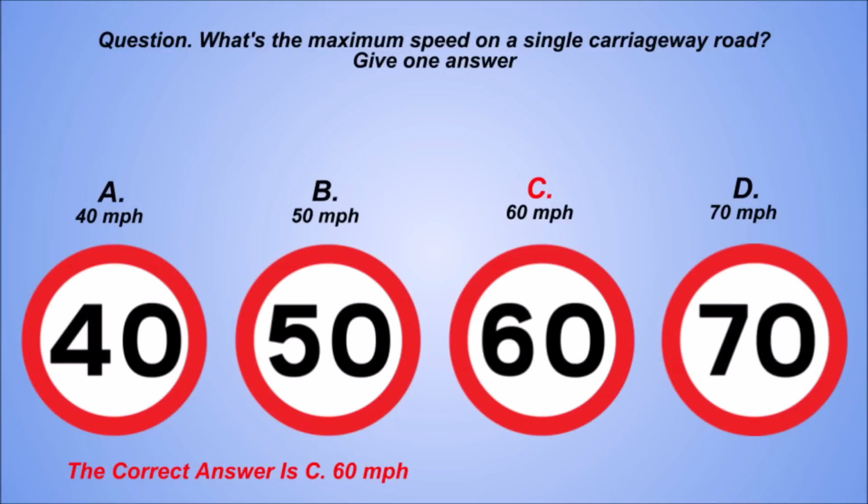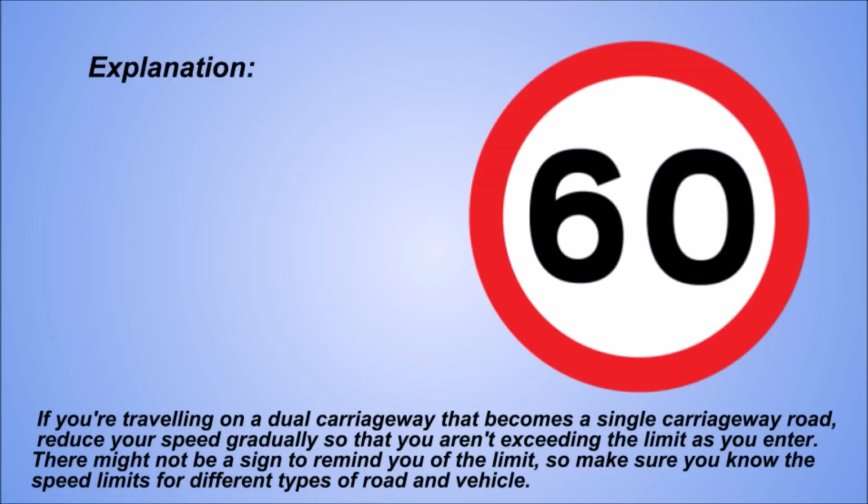The correct answer is C. 60 miles per hour. Explanation: if you're traveling on a dual carriageway that becomes a single carriageway road, reduce your speed gradually so that you aren't exceeding the limit as you enter. There might not be a sign to remind you of the limit, so make sure you know the speed limits for different types of road and vehicle.